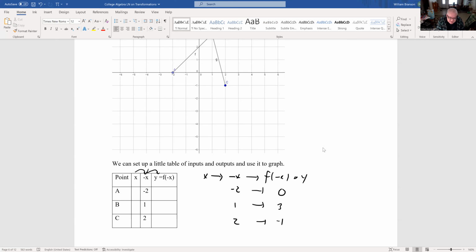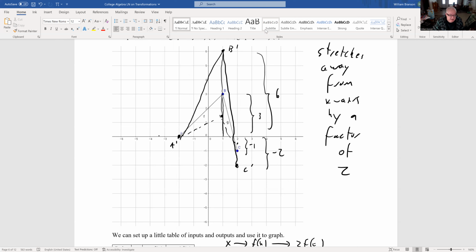But if -x is -2, what was x? Well, x would have to be 2, and -1, and then -2. So if we take 2, multiply it to get -2, and then put that in the function, we get 0. -1, multiply by -1, plug it into the function, we get 1, and then 3. And then finally, if we take x equals -2, multiply by -1, that gives me 2, and then I plug that into the function, and that gives me -1. So what's the effect there?